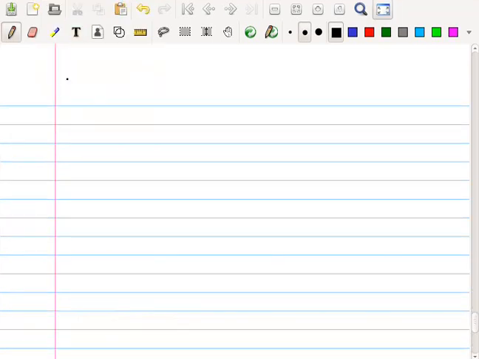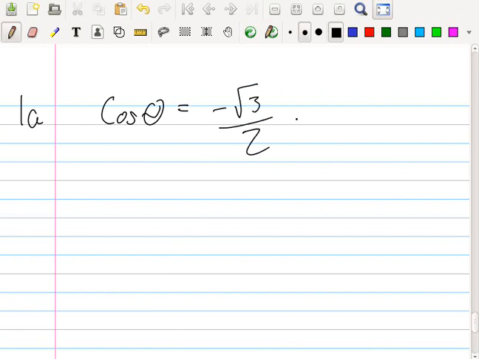Okay. So starting off here, 1a, I tell you that cos theta equals minus root 3 over 2. How many solutions here? 2. How many? 2.